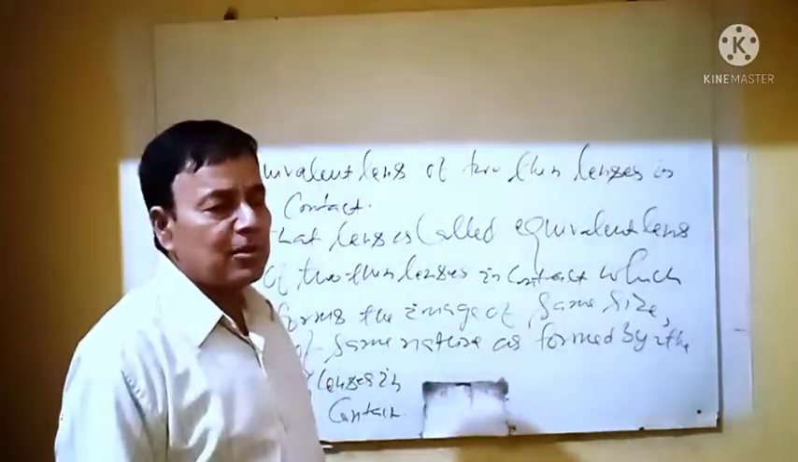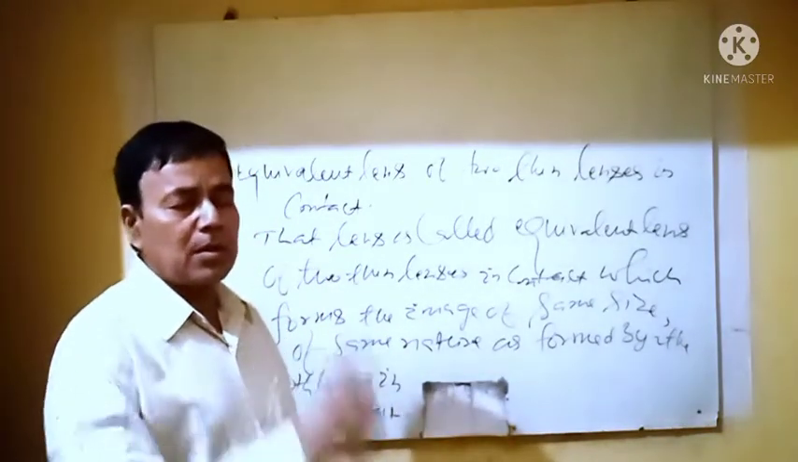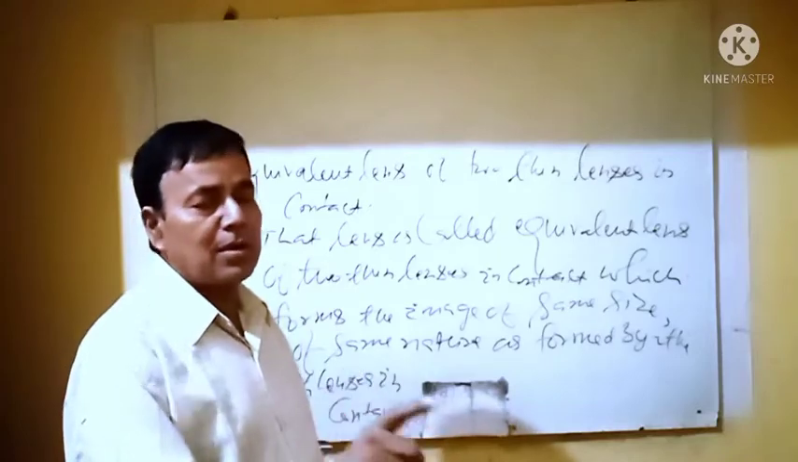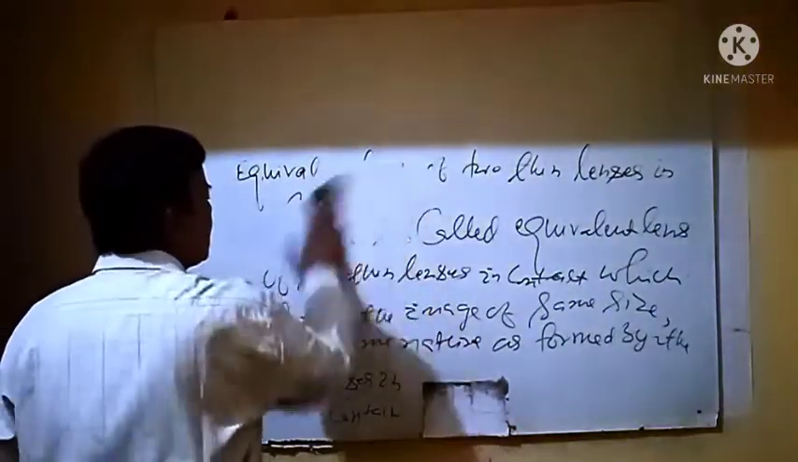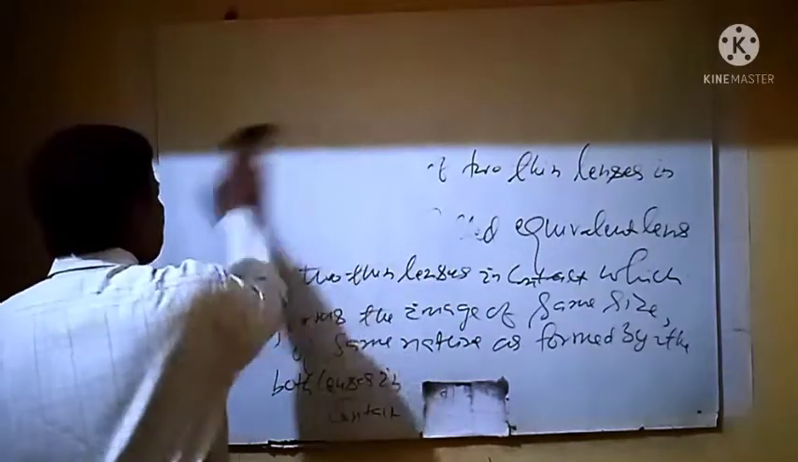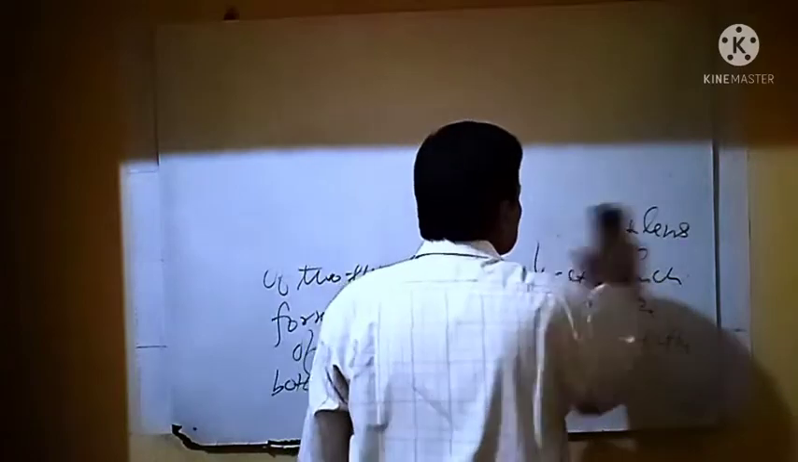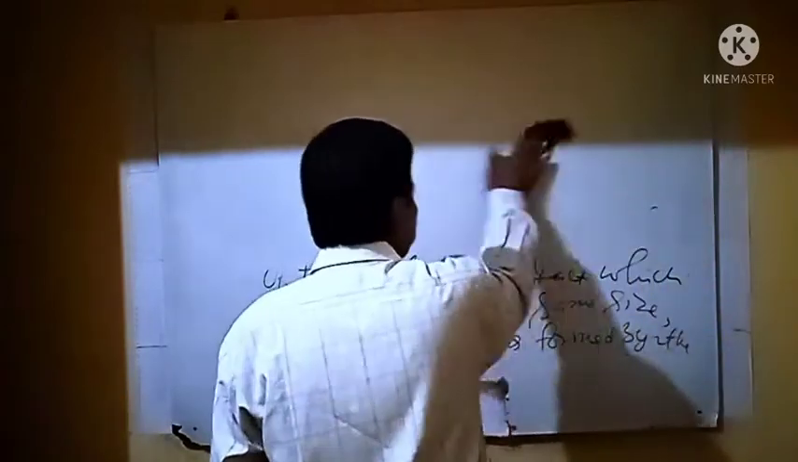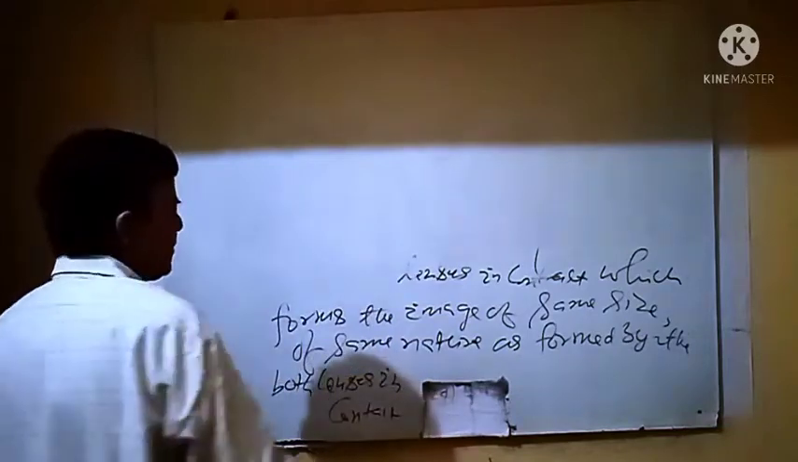First of all, we will see when there are two convex lenses. So what is the focal length of the equivalent lens of two thin convex lenses when they are in contact? Two thin convex lenses are in contact.